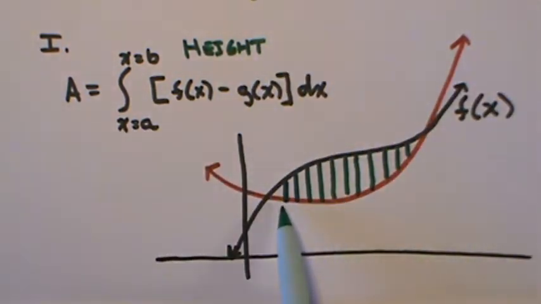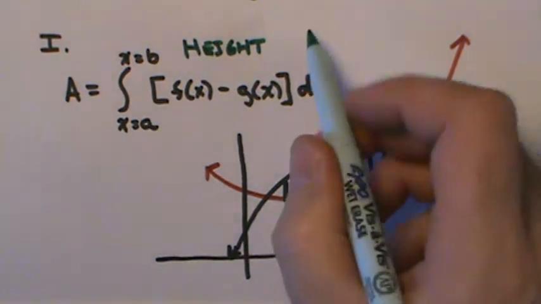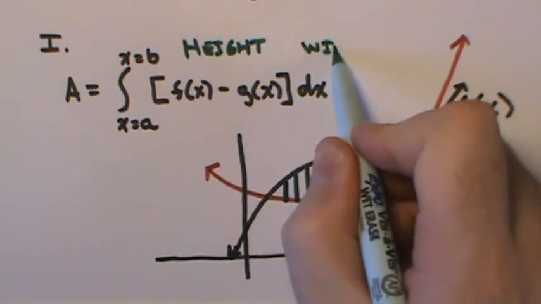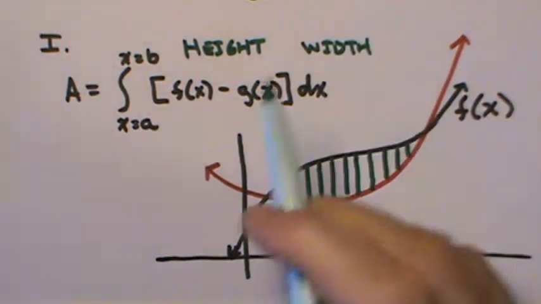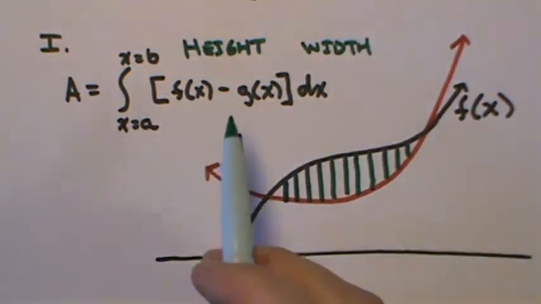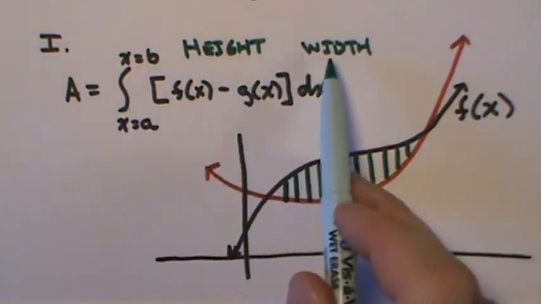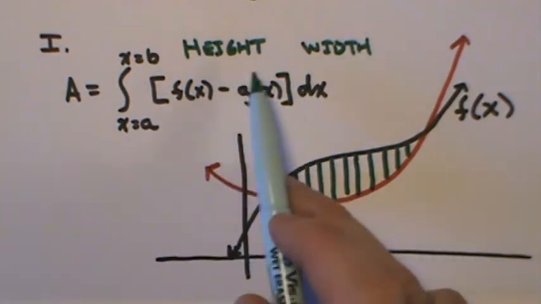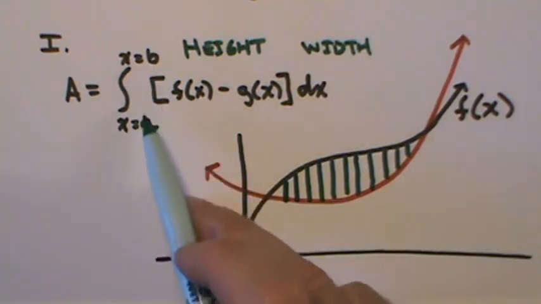Times the width. Well, each width is infinitesimally small. That's why we call it dx. This is your width. And so this structure, we're looking at nothing more than a width times a height, or length times width, however you want to say it, and you're summing them up from A to B.